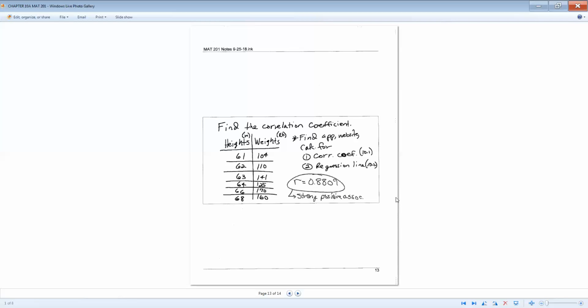So this book doesn't focus on the calculation or the use of the formula for the correlation coefficient or the regression line, but it focuses on the application. So what you need to do is find an app, website, or calculator that would be able to calculate these two things, the correlation coefficient, which is in 10.1, and the regression line, which is 10.2. And using a reliable app or website, you should get this value of 0.8809. It is positive and it's close to 1, so that makes it a strong positive association.